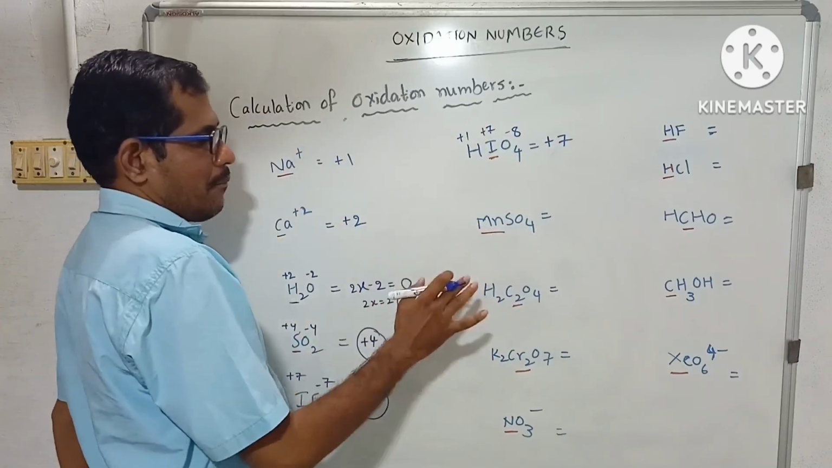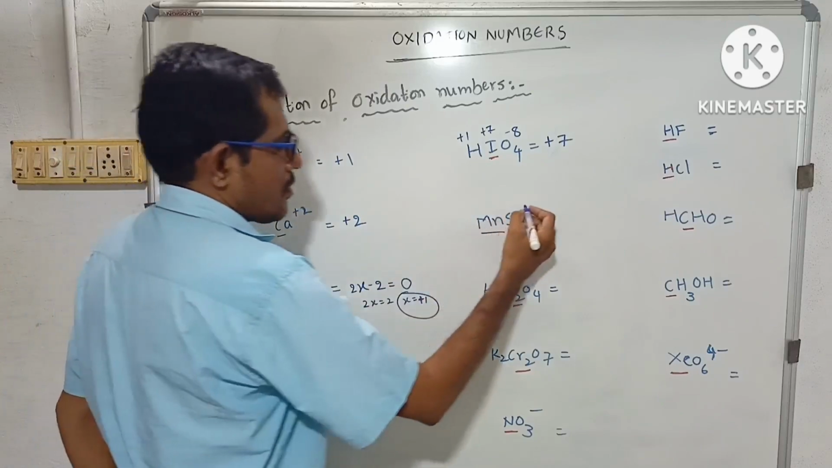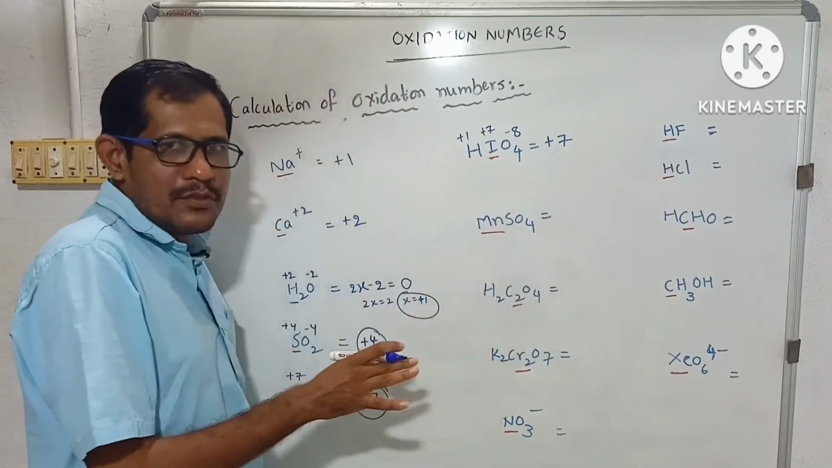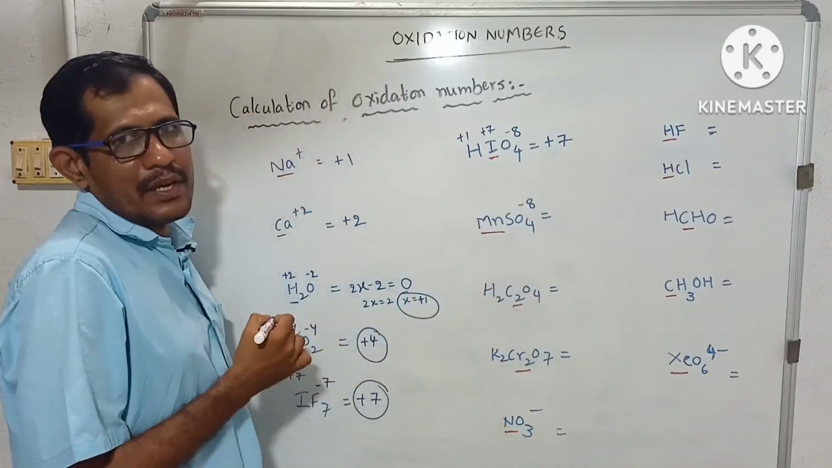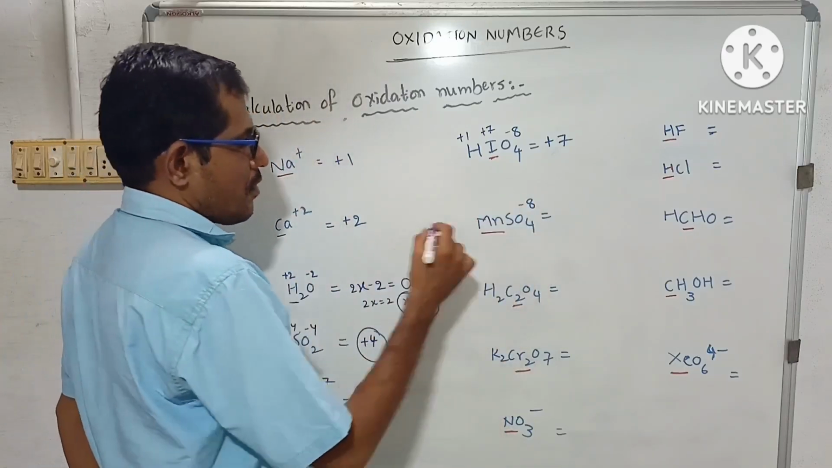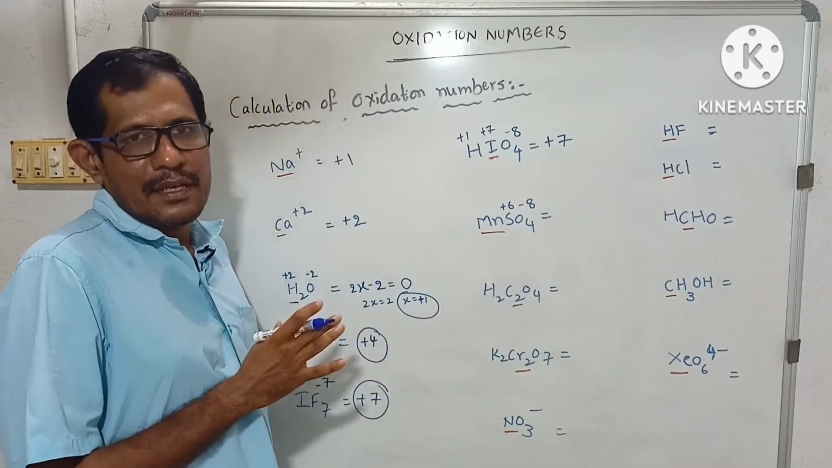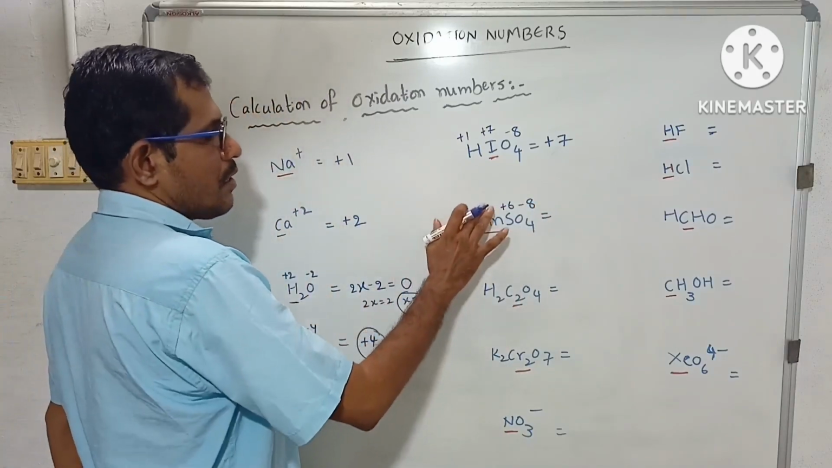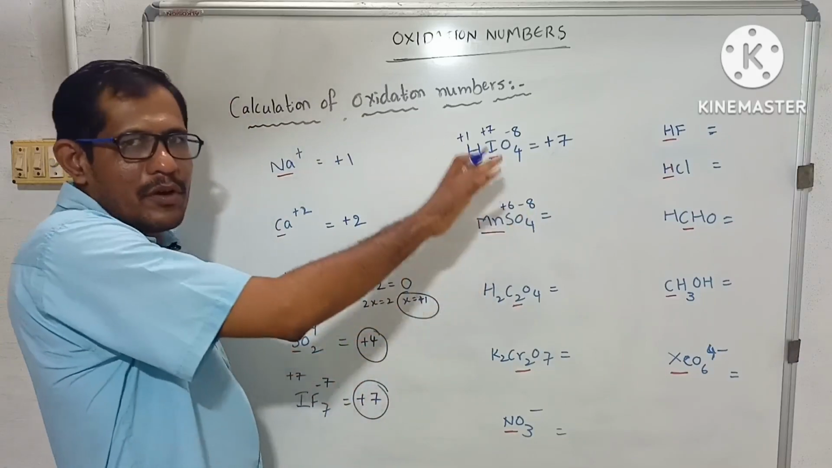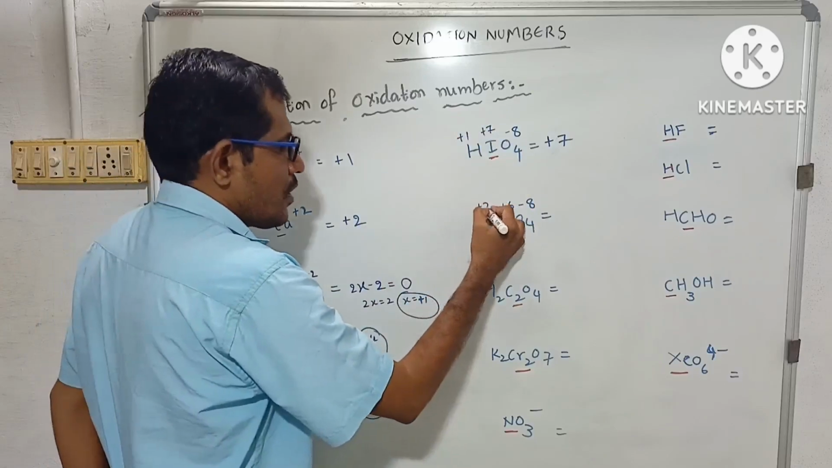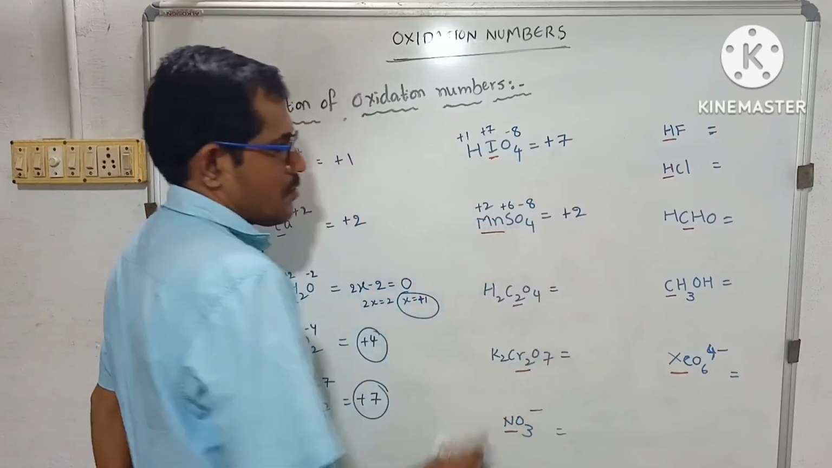Coming over here, manganese oxidation state I need to find. Each oxygen is minus 2, there are 4 oxygens, so it is minus 8. Here the sulfur oxidation state is plus 6. So what charge do we need to give here to make the molecule whole neutral? Plus 2 I will give. So the manganese oxidation state is plus 2.